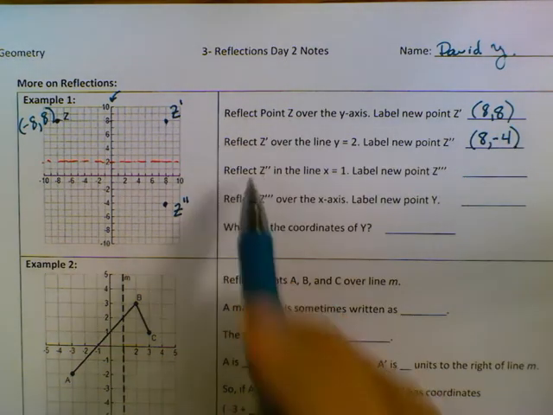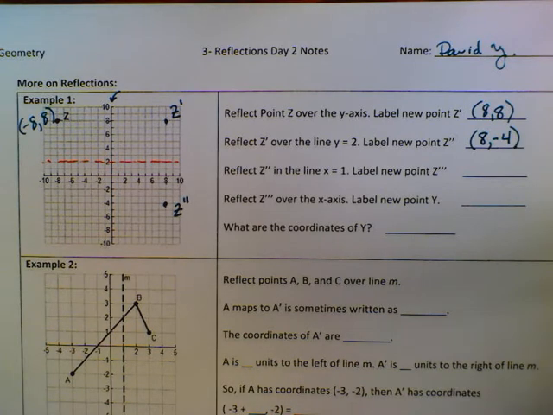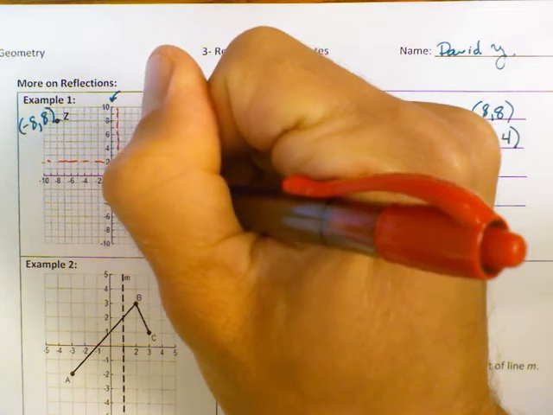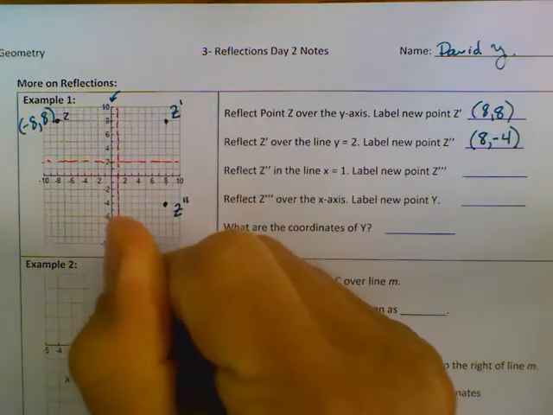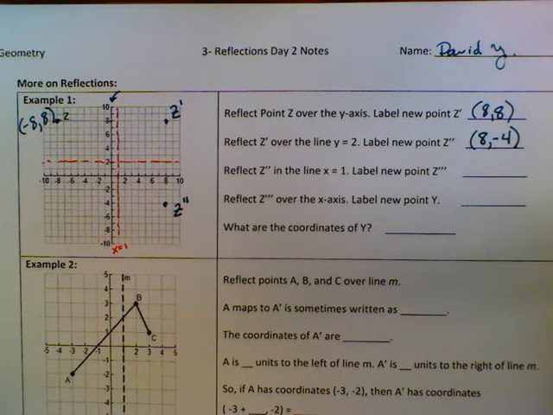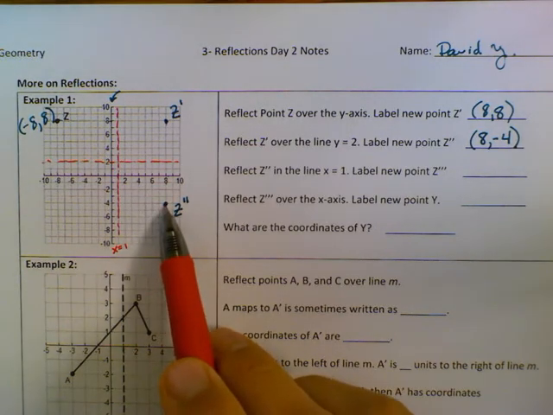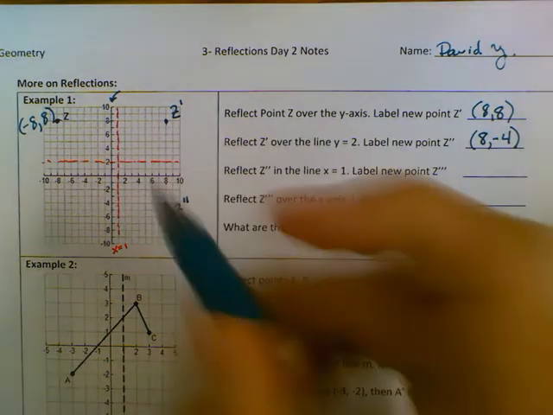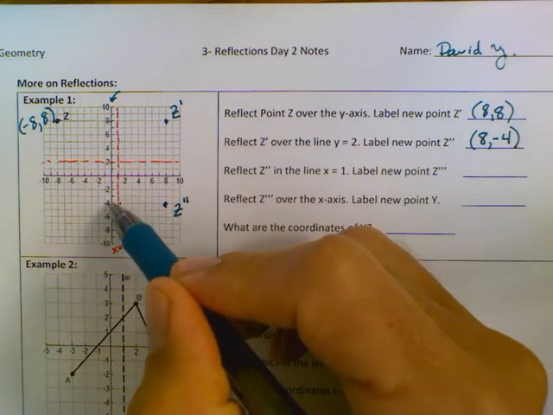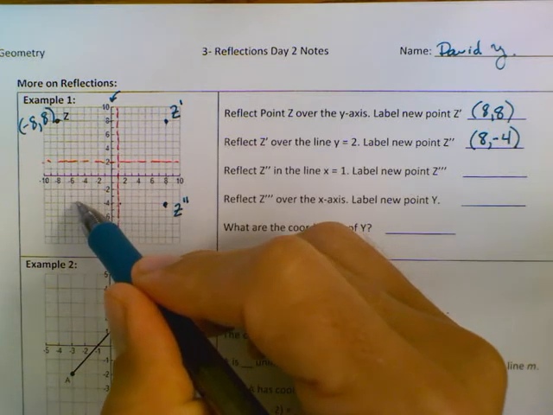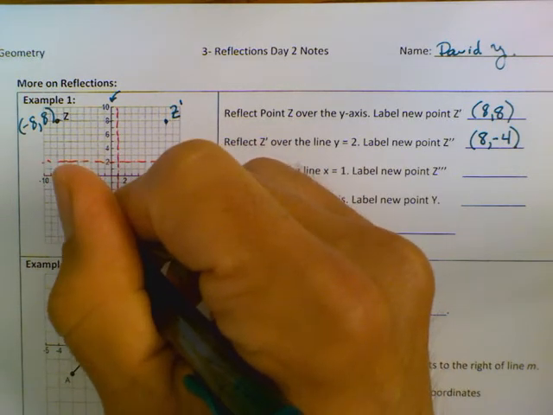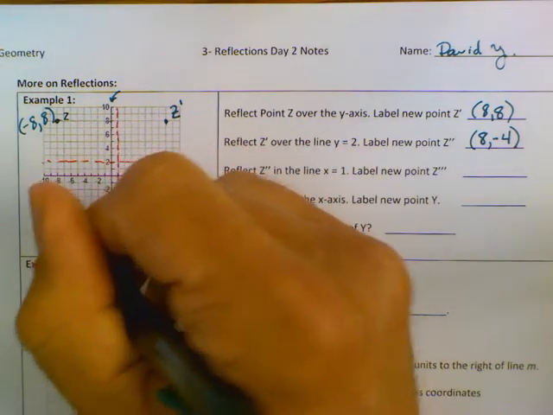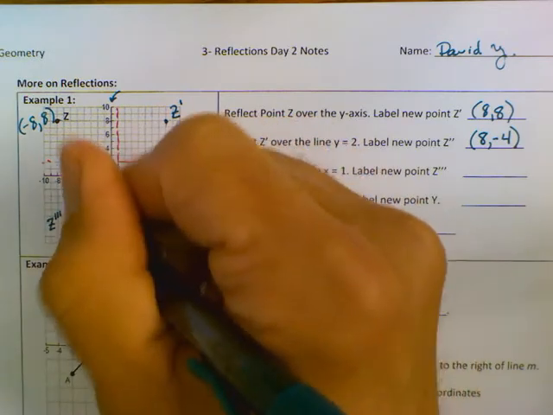Now it says to reflect z double prime on the line x equals 1. Well, remember that x equals a constant is a vertical line. So here's x equals 1. Now we need to go from 8 all the way to 1. So we need to go to the left 7. So we need to go to the left 7 more. We'll be at -6, the x value. So that is z triple prime, -6 comma -4.